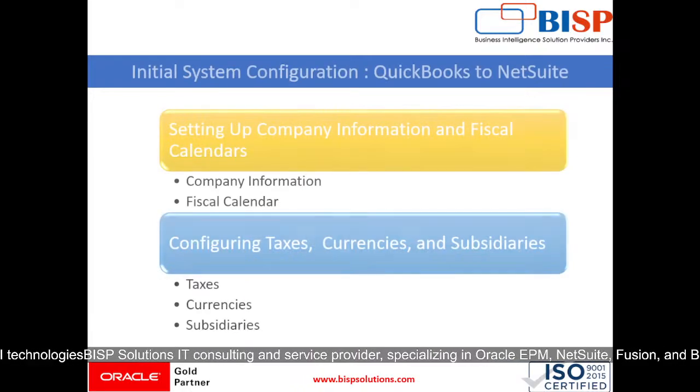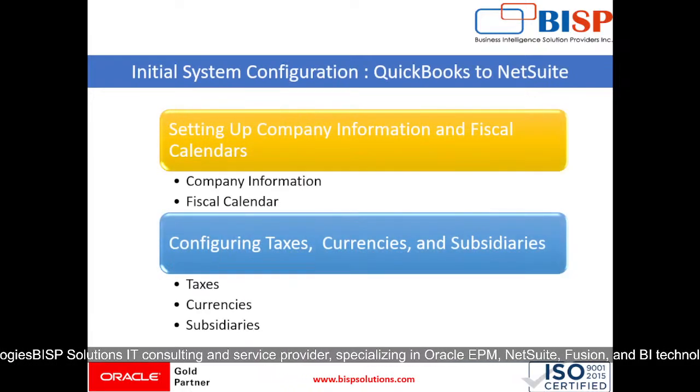Then comes our initial system configuration from QuickBooks to NetSuite. So there, setting up company information and fiscal calendars. We will be entering organizational name, legal address, email, and phone number in the setup option. Under the setup option, we will be getting company. Under company, we will be getting company information. There we will be configuring legal entity details, logo, and company registration numbers for branding and compliance.